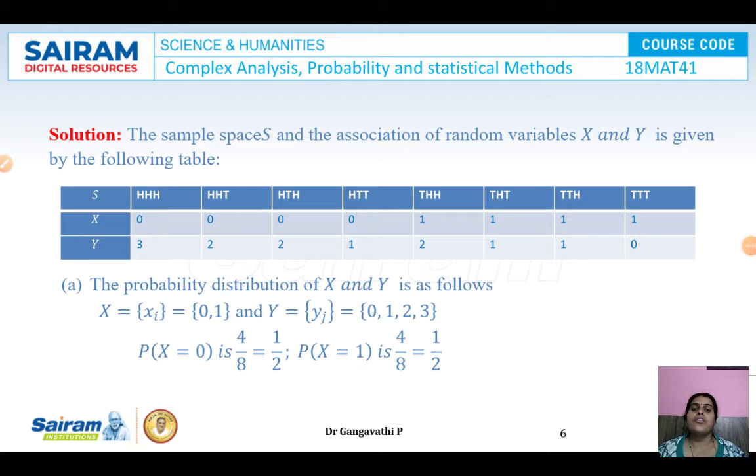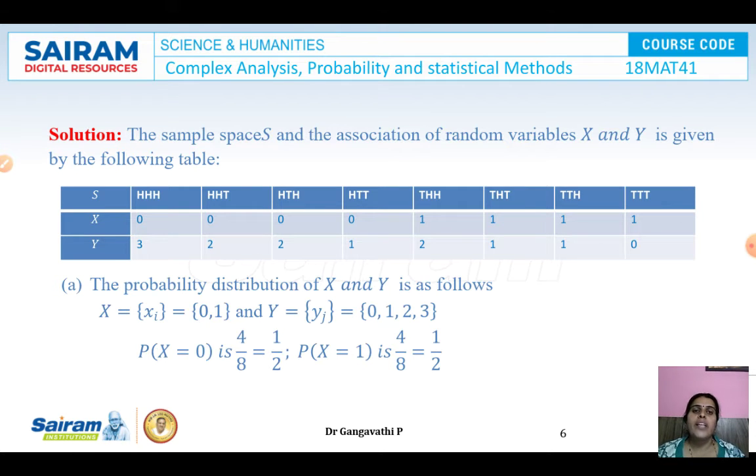So the solution here: the sample space S. We need to write down the sample space S, where a fair coin has been tossed 3 times, and we must record all the outcomes. Then the random variables x and y can be defined according to the given conditions. So the sample space is the total number of outcomes.